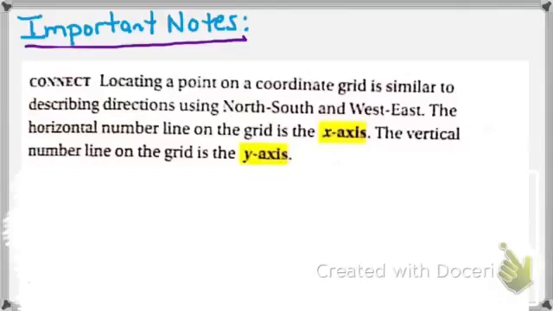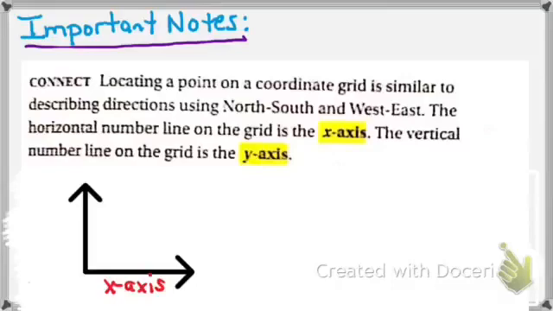The horizontal number line on a grid is the x-axis, and the vertical number line is the y-axis. This is my vertical number line, top to bottom. This is my horizontal number line, left to right. So I have my x-axis and my y-axis.